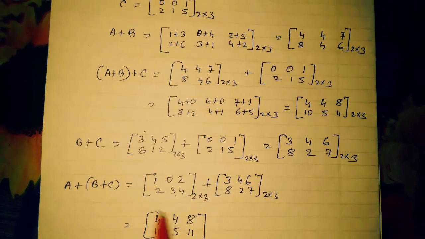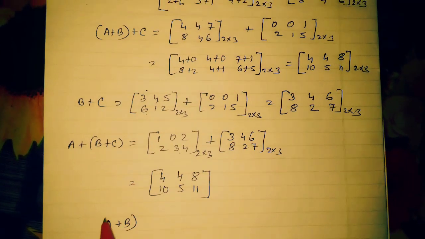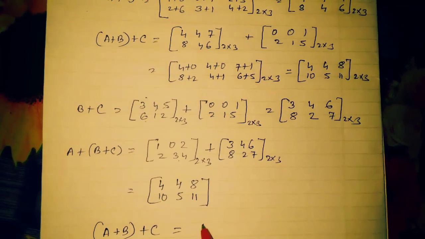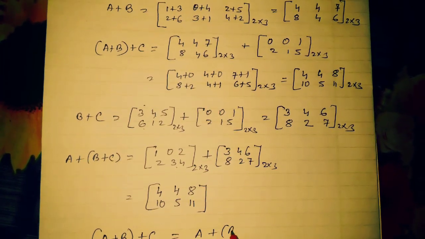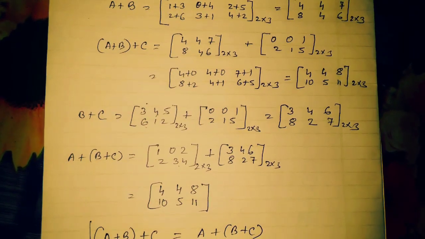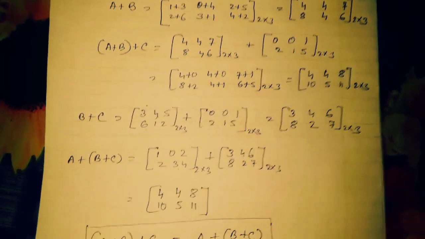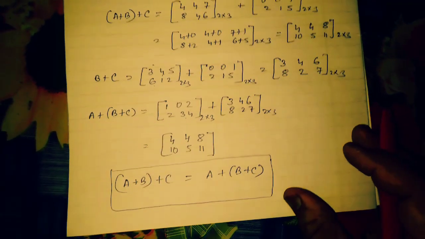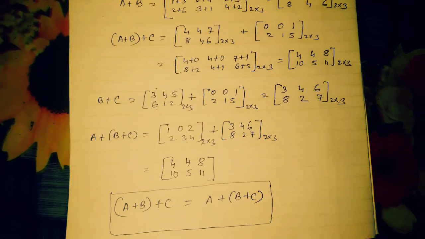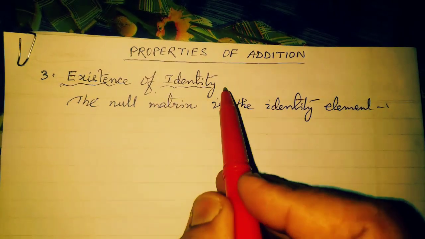So if you'll see here, the value of (A + B) + C is coming equal to A + (B + C). So both the values are coming the same. That means the associative law is verified over here. That means matrix addition is also associative. Clear, student?